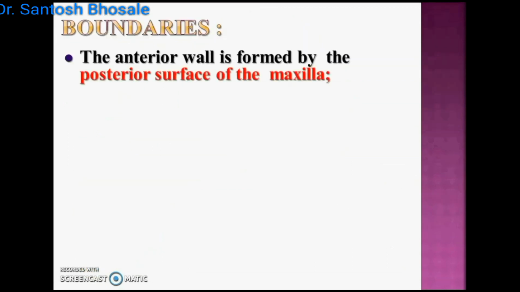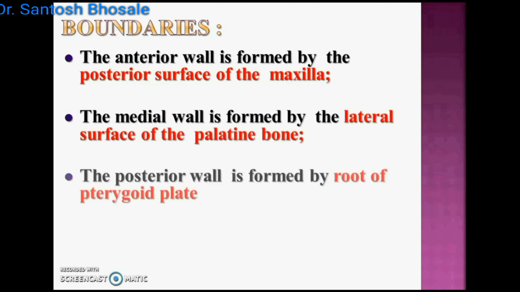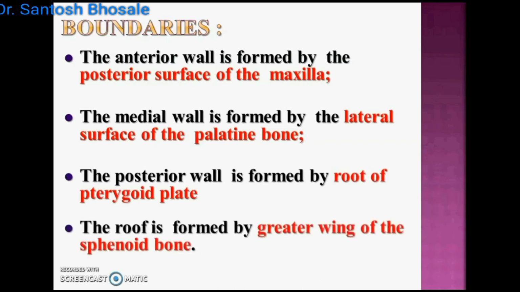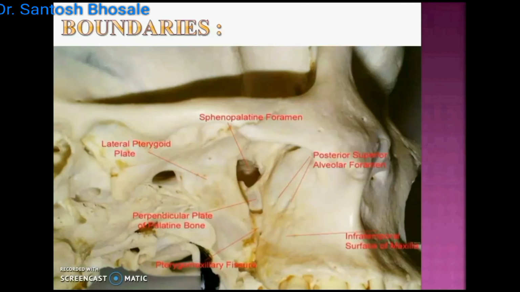Coming to the boundaries, the anterior wall is formed by the posterior surface of the maxilla, whereas the medial wall is formed by the lateral surface of the palatine bone forming the lateral wall of the nose. The posterior wall is formed by the root of the pterygoid plate, from where the medial and lateral pterygoid plates arise, and the roof is formed by the greater wing of sphenoid. The floor is not there; it is formed by the converging anterior and posterior walls.